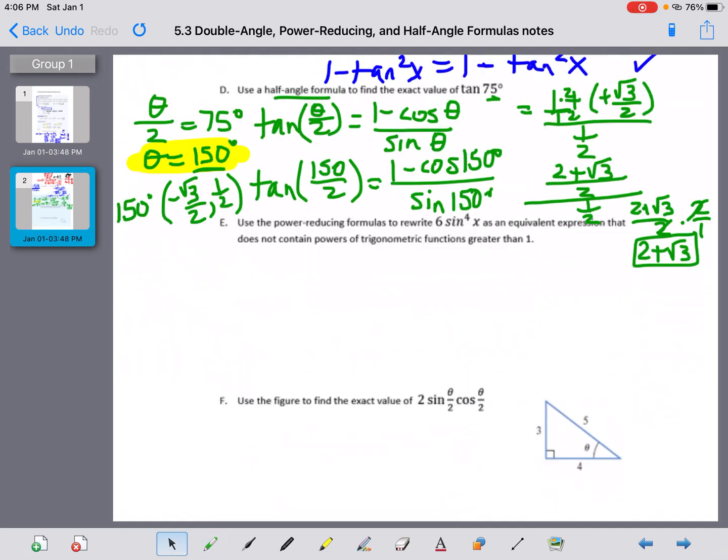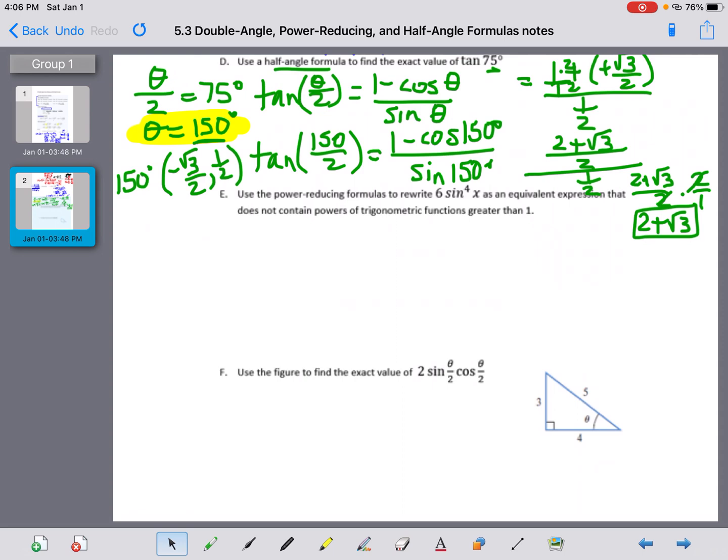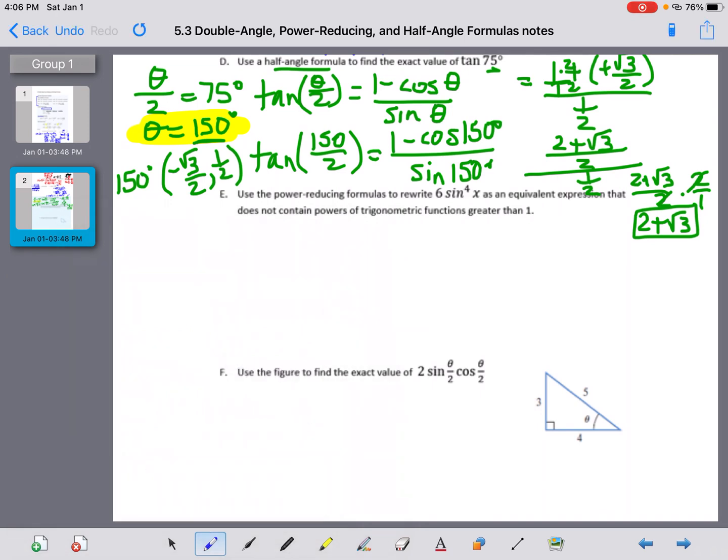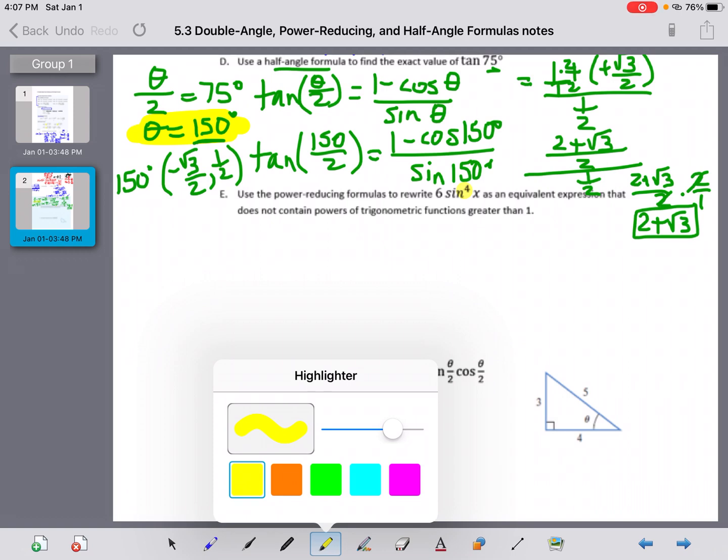All right, are we ready for a power reducing? This one's a doozy. Use the power reducing formula to rewrite 6 times sine to the 4th power x as an equivalent expression that does not contain powers of trigonometric functions greater than 1. That means when I get done, I want all my sines, cosines, tangents, whatever I have, to only be to the 1st power. So it's okay if they're a double angle or anything like that, but we don't want any powers, okay? So our goal really is we don't want a 4th power. We want everything to the 1st power.